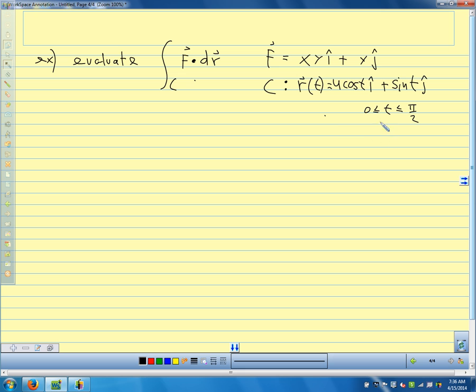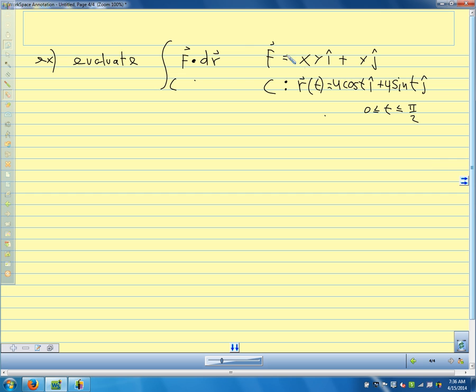So first off, what is our curve? Oh, I forgot one thing. The way I wrote it is an ellipse, but I want to do this. So what does that make it? Circle, 0 less than or equal to t less than or equal to pi over 2 gives us, what's that? A quarter circle. So we're talking about a quarter circle here. Our path is a quarter circle.